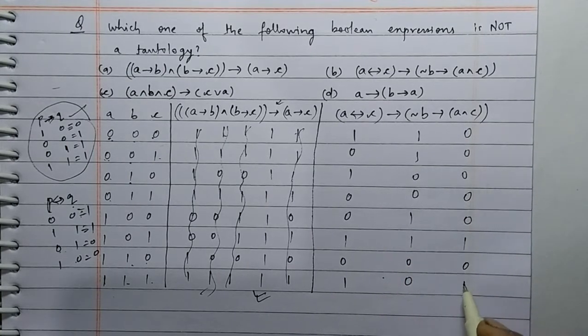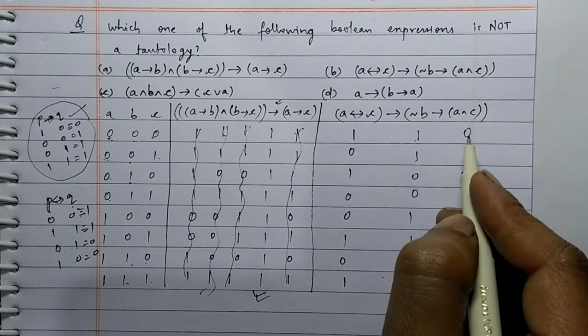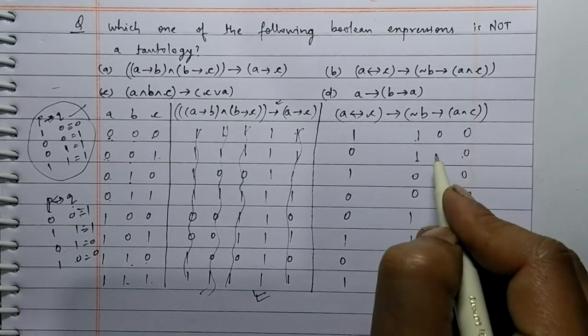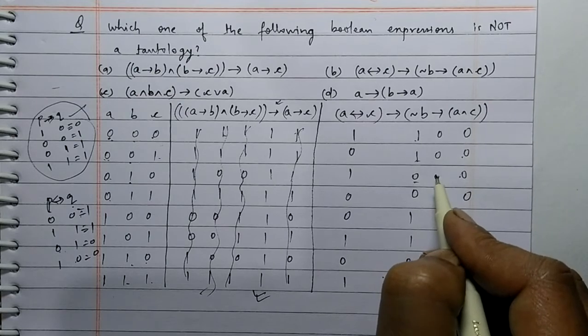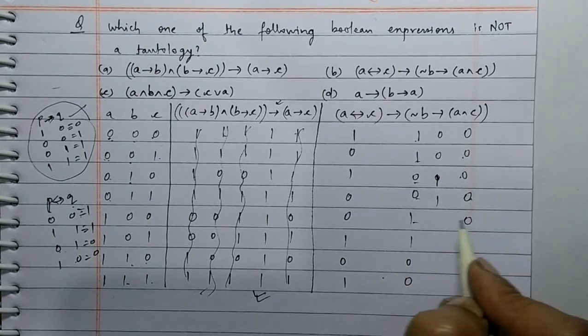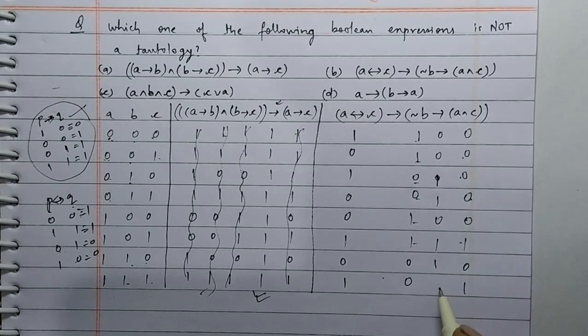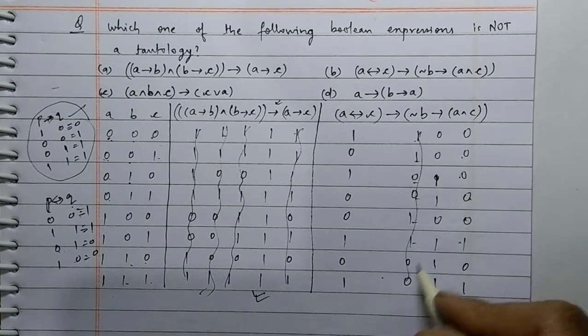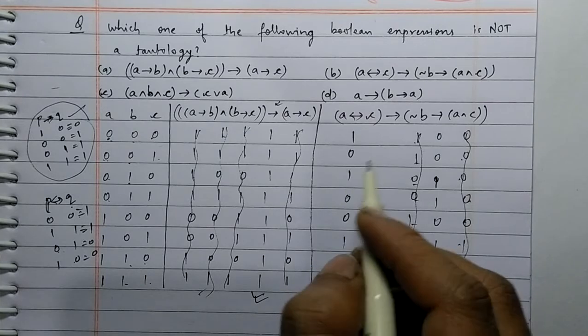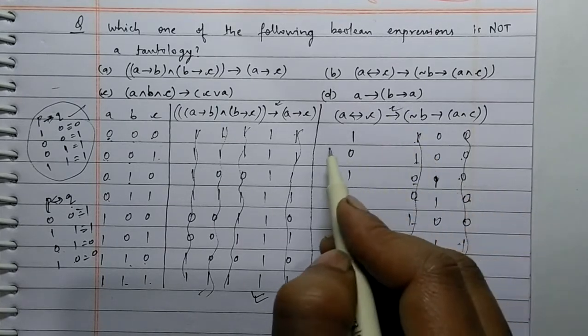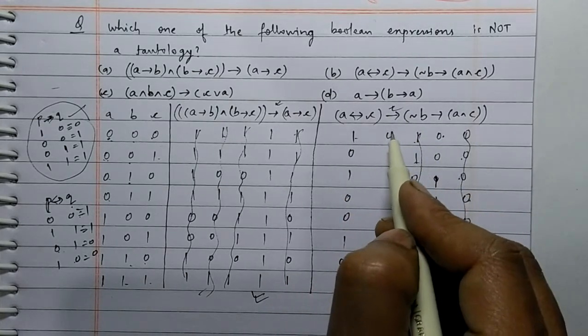0 1 0 1. Now 1 implies 0 is false, 1 implies 0 is false, 0 implies 0 is true, 0 implies 0 true. So: false, true, true, true. You may replace this. Now we will evaluate this operation. 1 implies 0 is false.